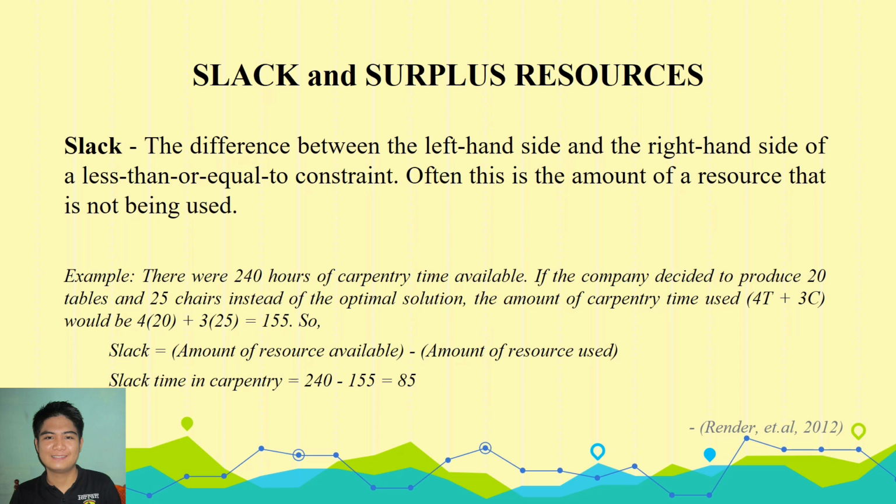First, what is a slack? This is the difference between the left-hand side and the right-hand side of a less than or equal to constraint. Often, this is the amount of a resource that is not being used. For example, basing on the Flair Furniture Company, they have decided to produce 20 and 25 tables and chairs respectively. To get the slack, we will subtract the amount of resources used, 155, from the amount of resource available, which is 240. So the slack would be 85.